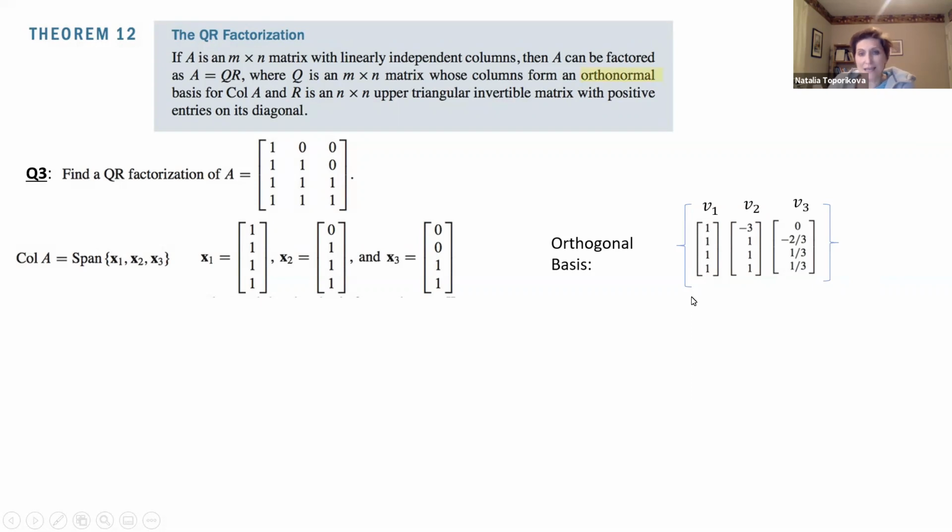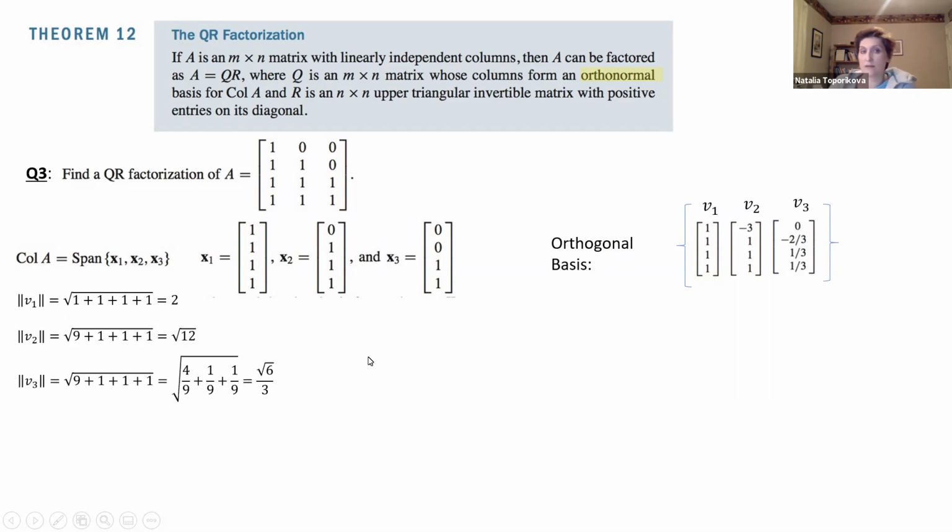But what we actually need is an orthonormal basis. So we need vectors v1, v2, and v3 whose length is exactly 1. So we can go through the normalization procedure. We calculate the length of each of these vectors and divide vector v1 by its length, v2 by its length, and v3 by its length. Let's calculate the length of vector v1. Again, just use the square root formula, then v2 and v3.